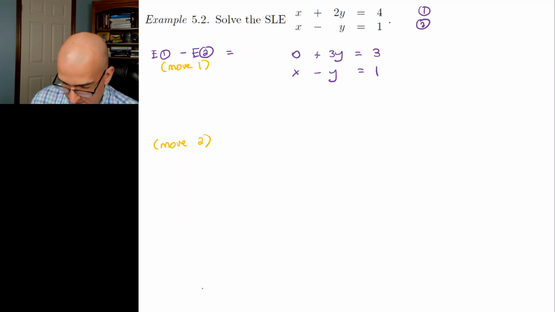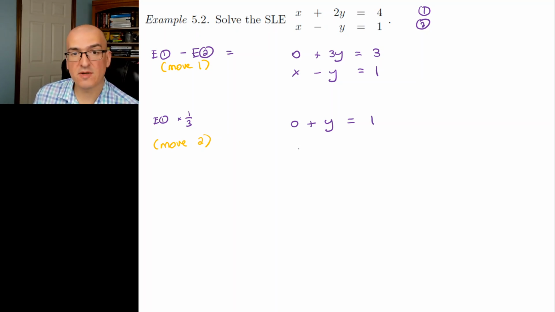I'm going to say equation 1 multiply by 1/3. I'm not going to change equation 2. So I'm going to get 0 times 1/3, which is 0. 3y times 1/3, which is just y. And then 3 times 1/3, which is 1. And then the second equation, I'm not going to change. x minus y is equal to 1.